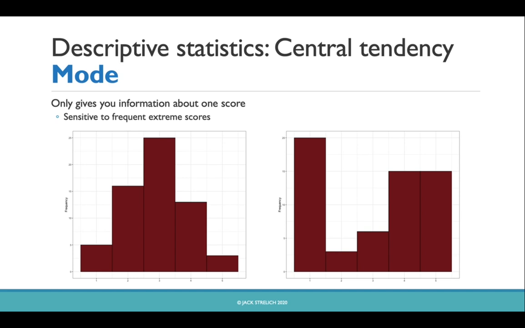But notice that there are actually more participants who selected 4 and 5 on the right-hand side of the scale than who selected 1. So if we just look at the mode, we would be missing out on the fact that a decent number of participants, more than selected 1, selected 4 or 5.